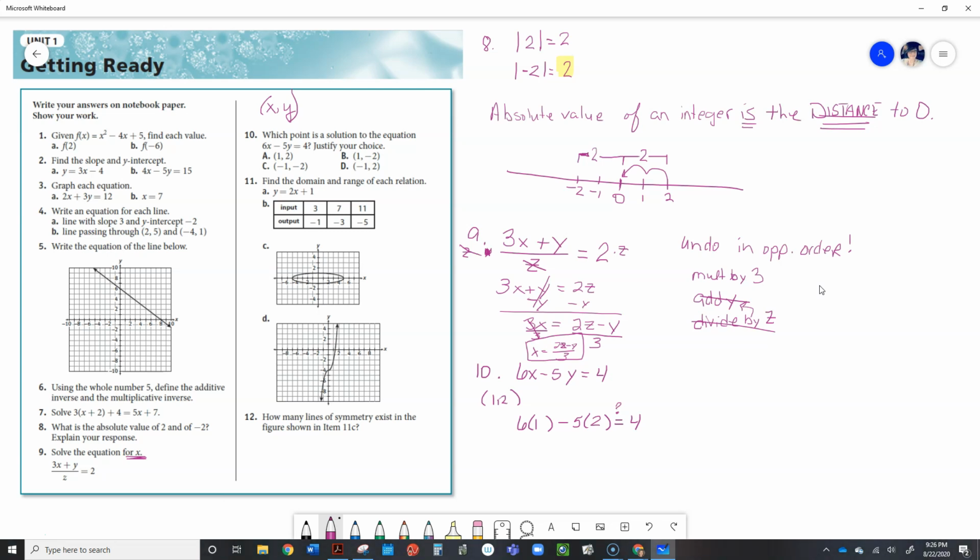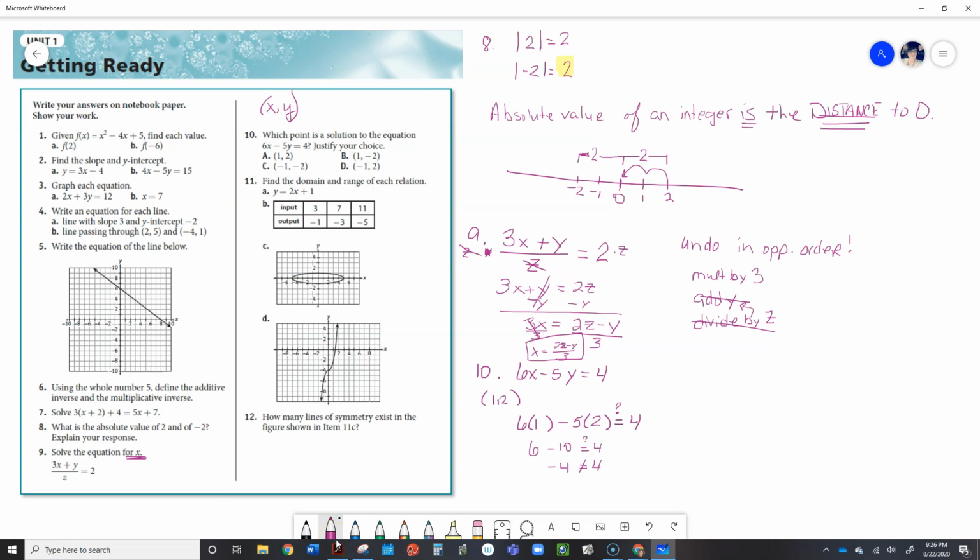If it does equal 4, then it is a solution. If it does not equal 4, then it's not a solution. So 6 times 1 is 6, and 5 times 2 is 10, and 6 minus 10 is negative 4. There was a question mark right there, and now we can say it is not equal to 4. So negative 4 is not equal to 4.